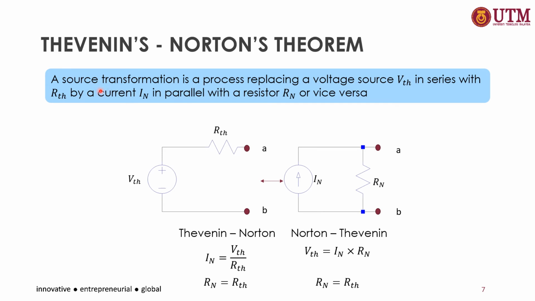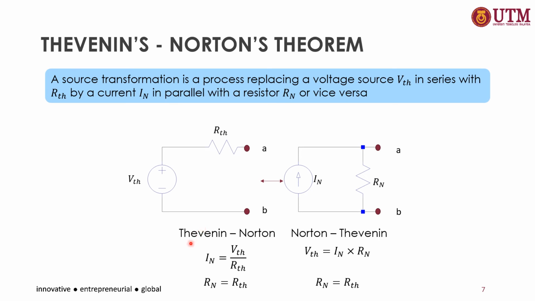In this Thevenin and Norton theorem, you will also learn about source transformation. Source transformation is a process of replacing a voltage source VTH in series with RTH by a current source IN in parallel with a resistor RN, or vice versa. So you can change this Thevenin circuit to this Norton equivalent circuit by using source transformation.